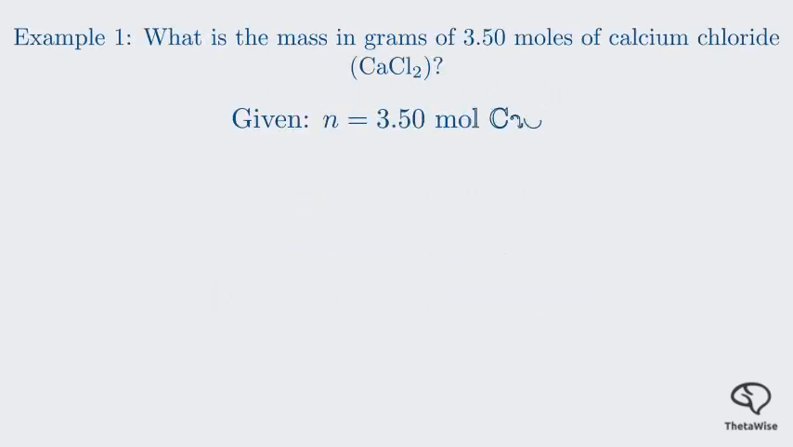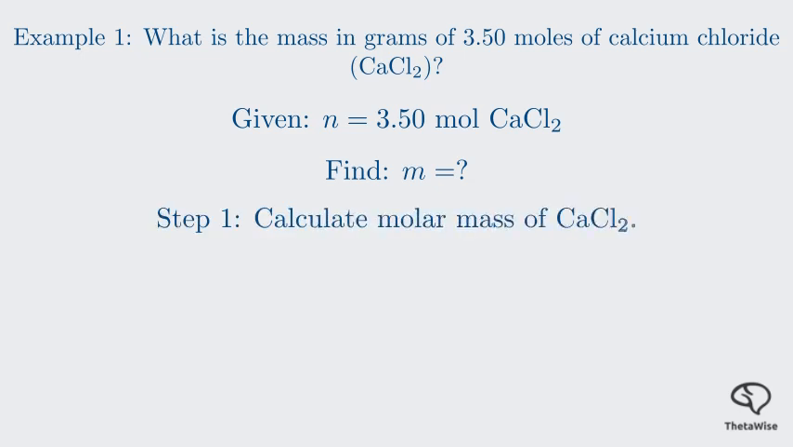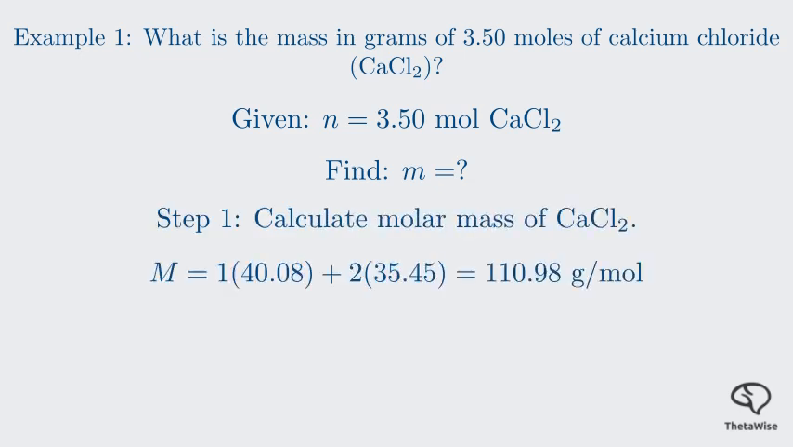Suppose we have 3.50 moles of calcium chloride, CaCl2, and we want to find its mass. First, we need the molar mass of CaCl2. Calcium is 40.08, and we have 2 chlorine atoms, each 35.45. So the molar mass is 40.08 plus 2 times 35.45, which is 110.98 grams per mole. So we found the molar mass, 110.98 grams per mole.